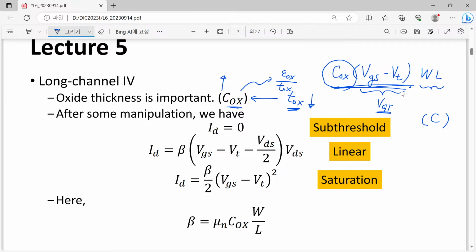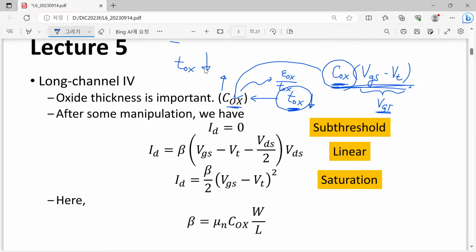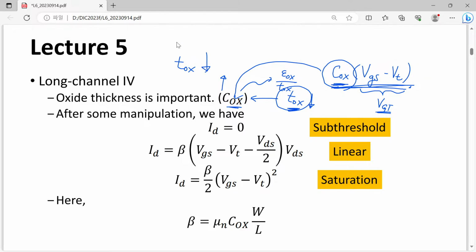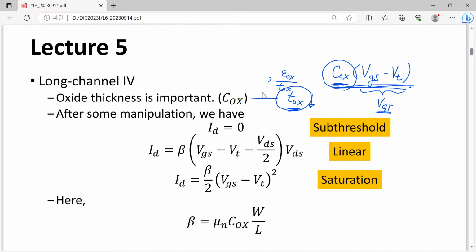However, we prefer to consider the areal capability to collect electrons. So actually this COX itself is important, and in turn oxide thickness is so important. When we look at the progress or evolution of CMOS technology, TOX, oxide thickness, has always been reduced considerably, and later we will have some time to discuss what happens to the oxide thickness. But anyway, now we understand oxide thickness or gate capacitance is important.